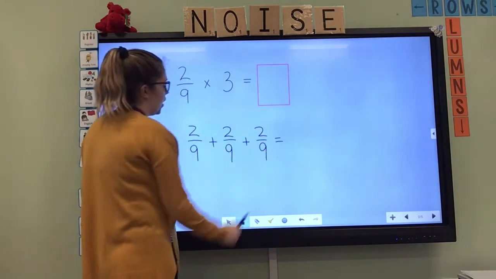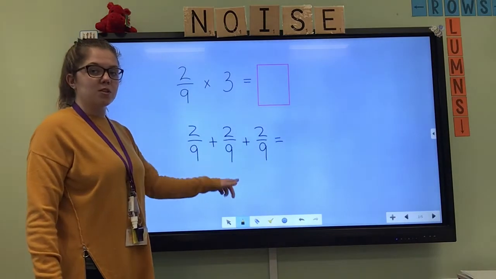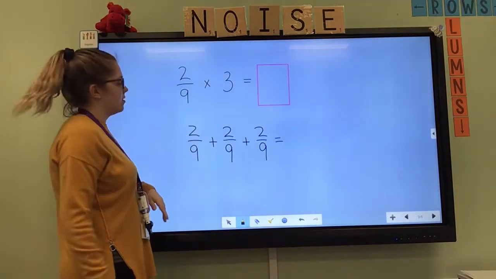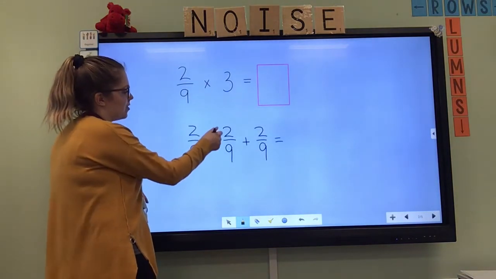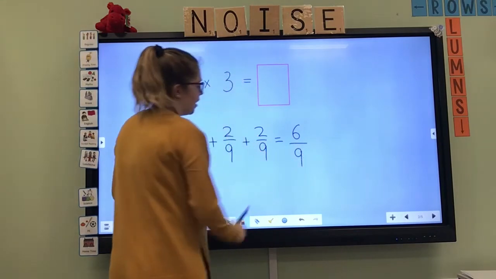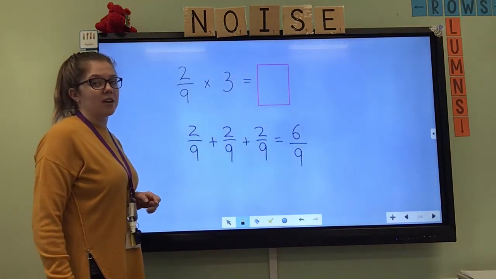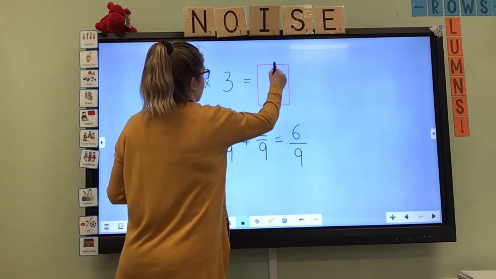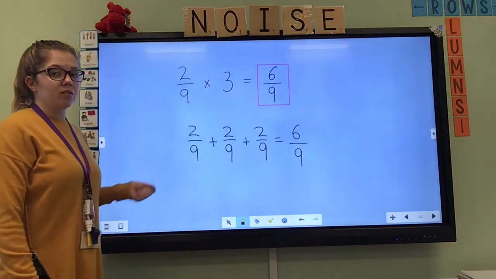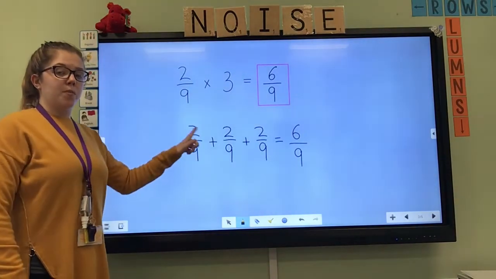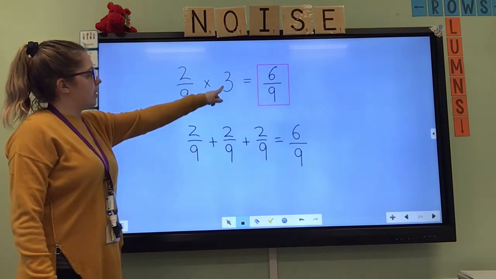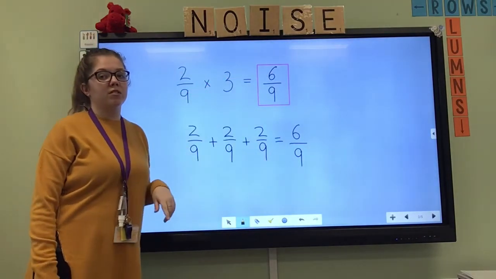And we know when we're adding fractions with the same denominator, we can almost ignore the denominator and just add the numerators. So what we're really doing is 2, add 2, add 2, which we know is 6, and our denominator stays the same. So our answer is 6/9, like that. Exactly the same method. We can use repeated addition, or just simply know that we're doing 2 times 3, which would give us the 6.